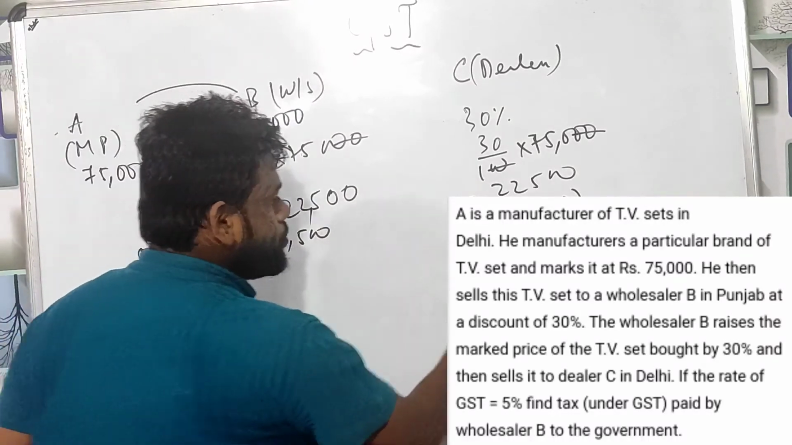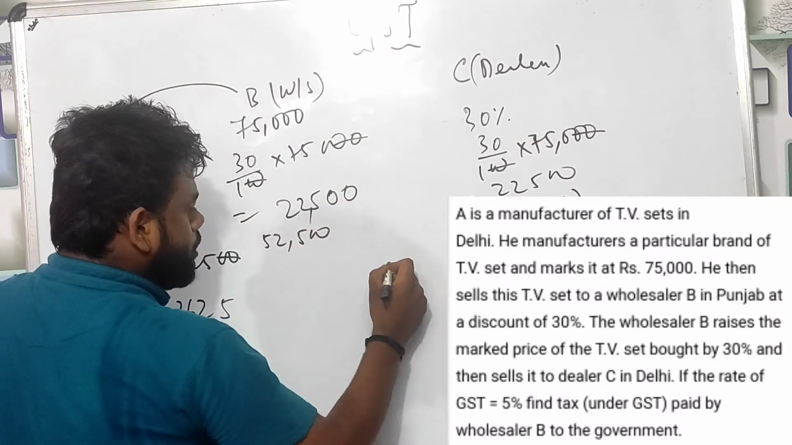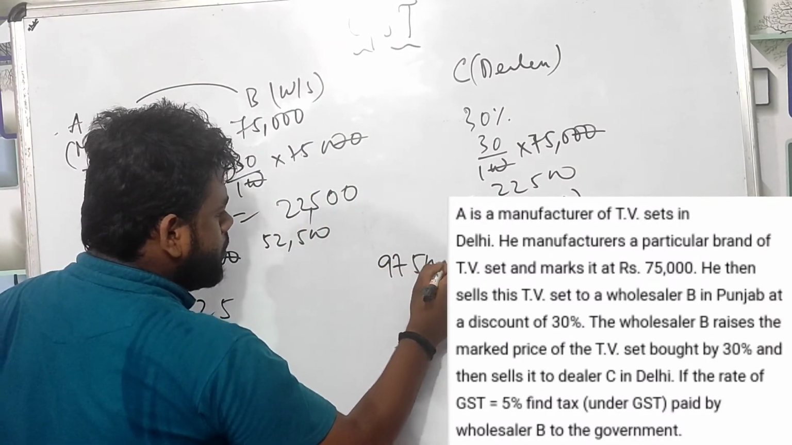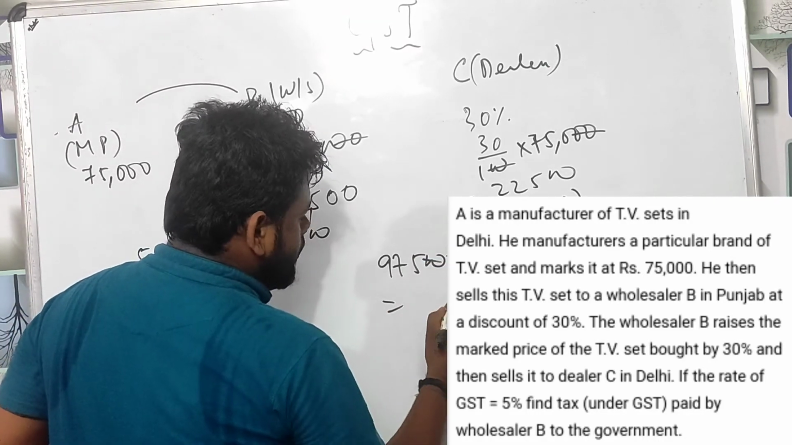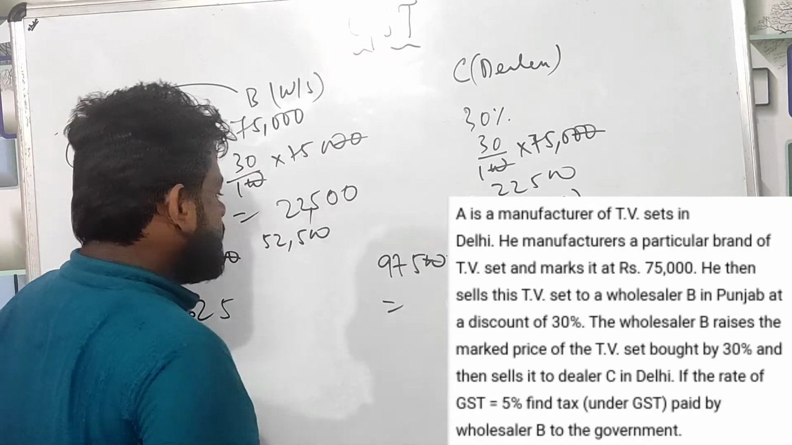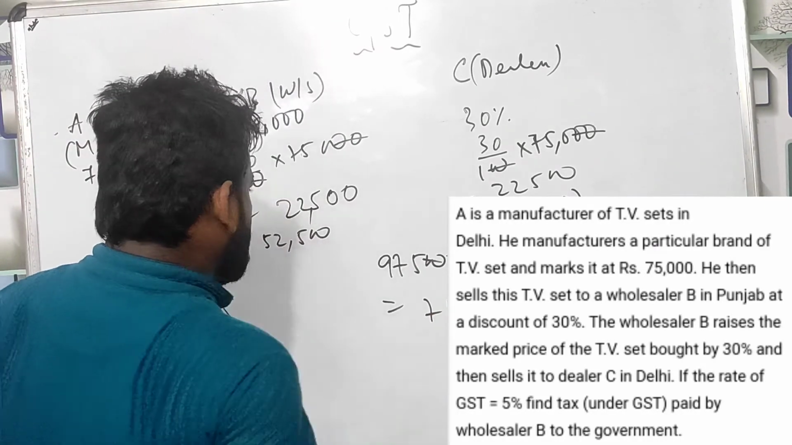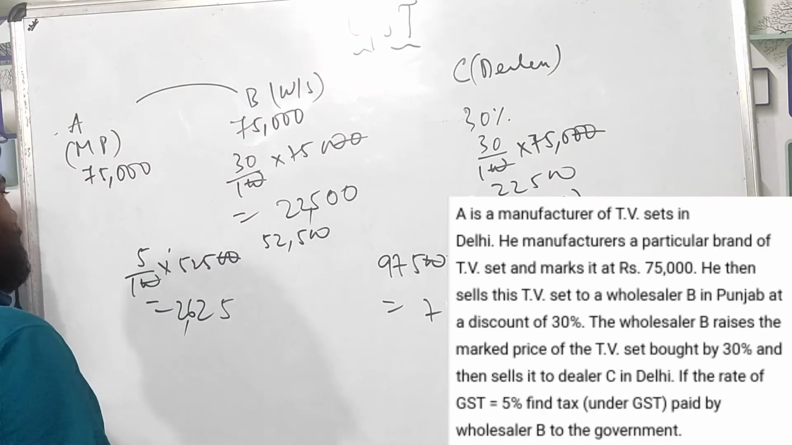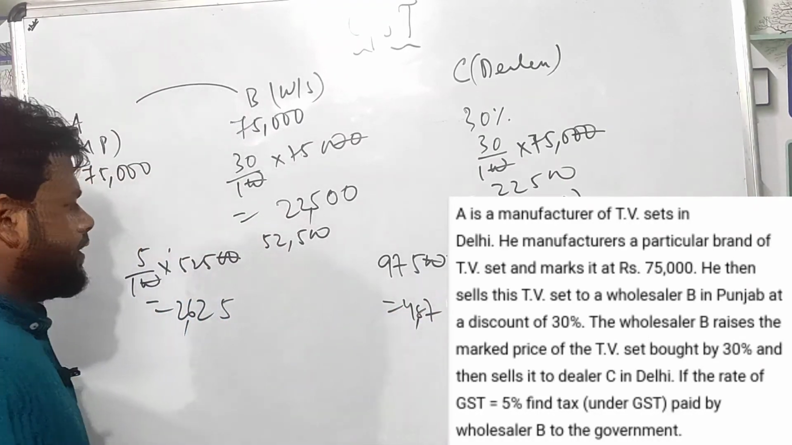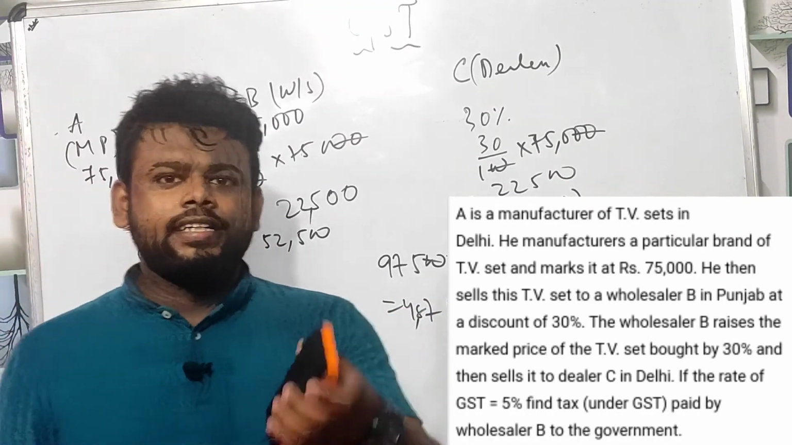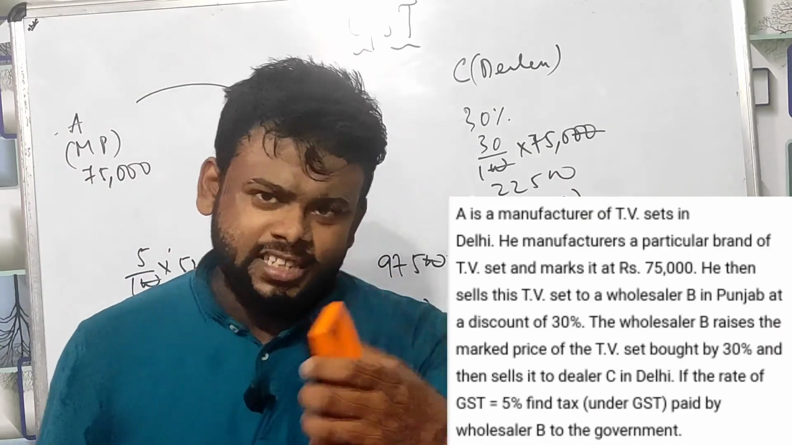Let me do it here, 97,500 into 5 upon 100. Cancelling the zeros, 5 fives are 25, 5 carry 2, 35 to 37, 7 carry 3, 45 3 48. That is 4,875.